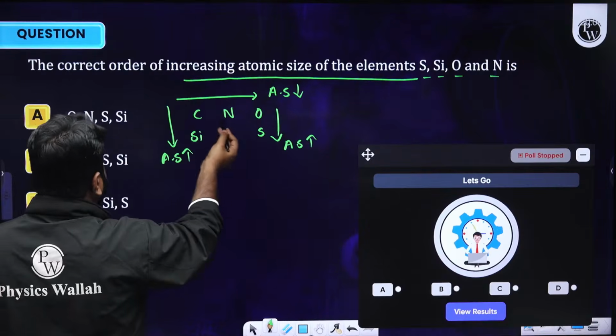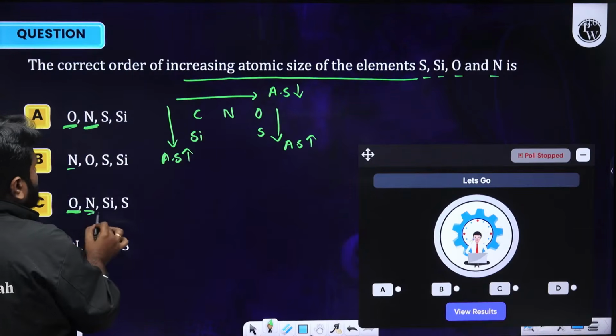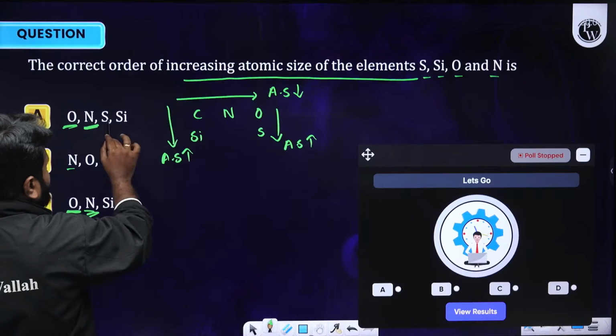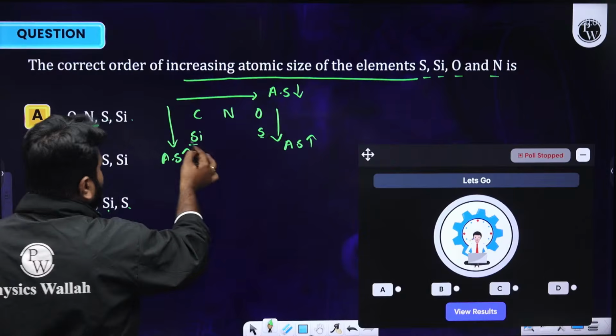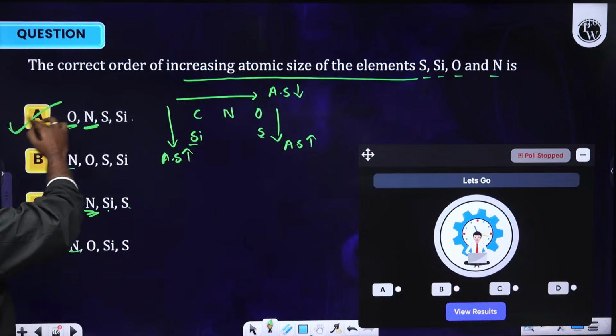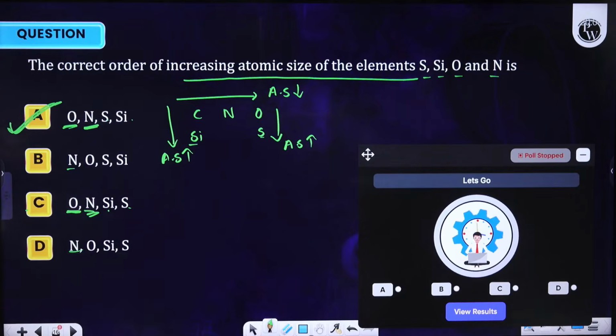After oxygen, nitrogen. After nitrogen, sulfur, silicon, or silicon, sulfur. We know very well, compared to this, silicon will be having more size. Option A is the correct answer. It is clear.